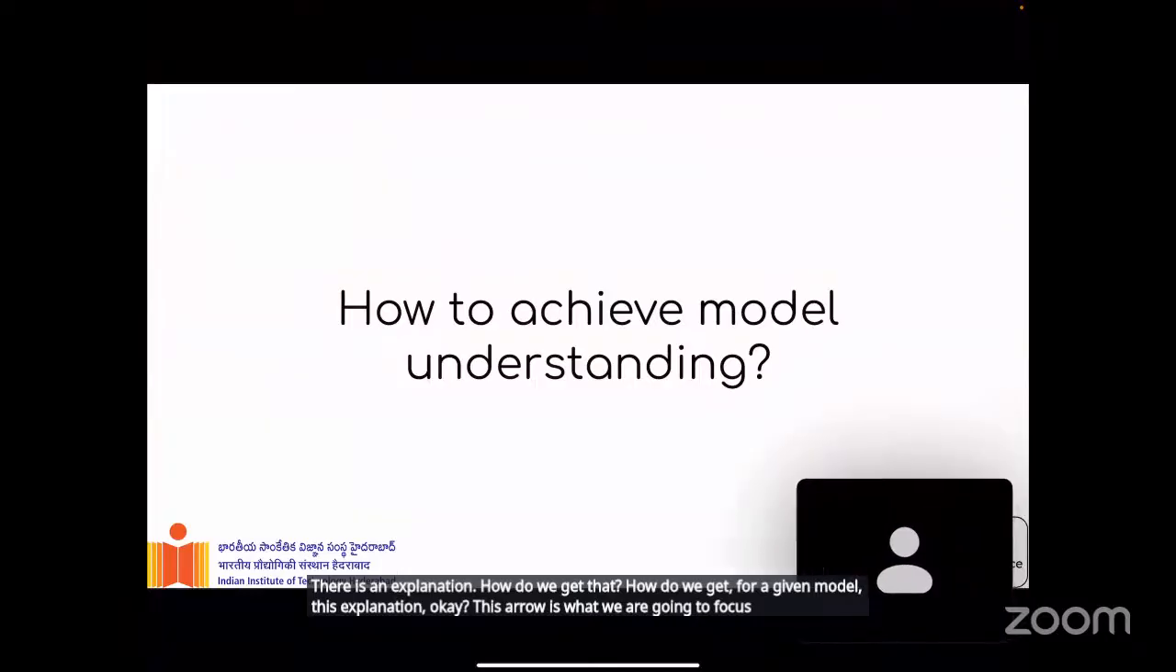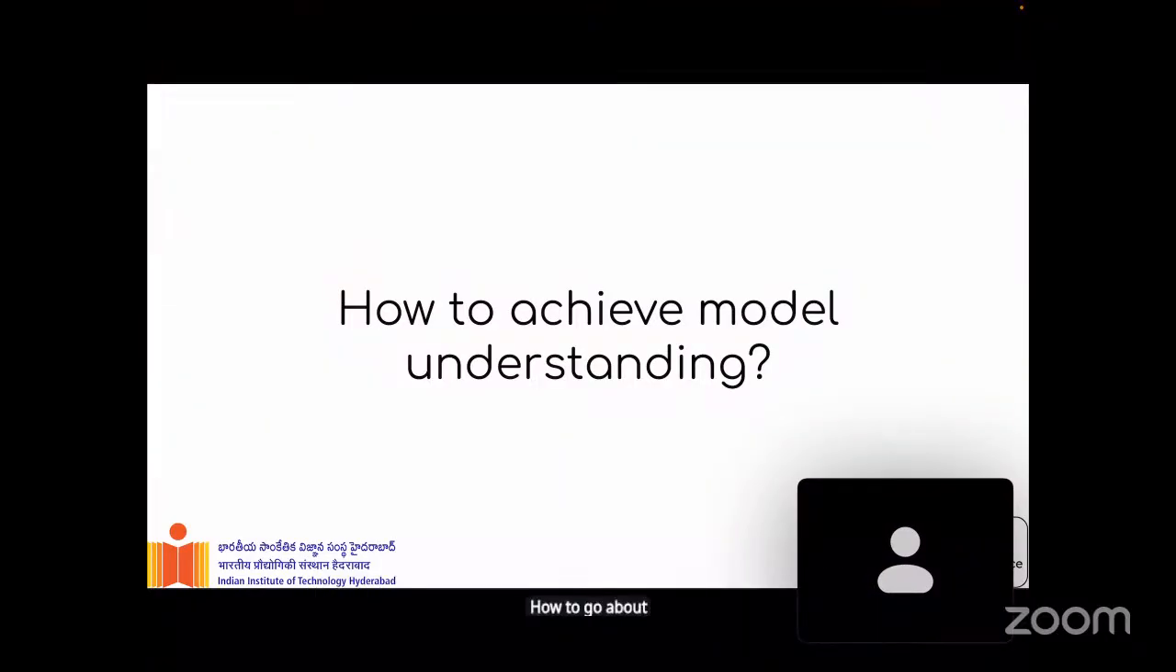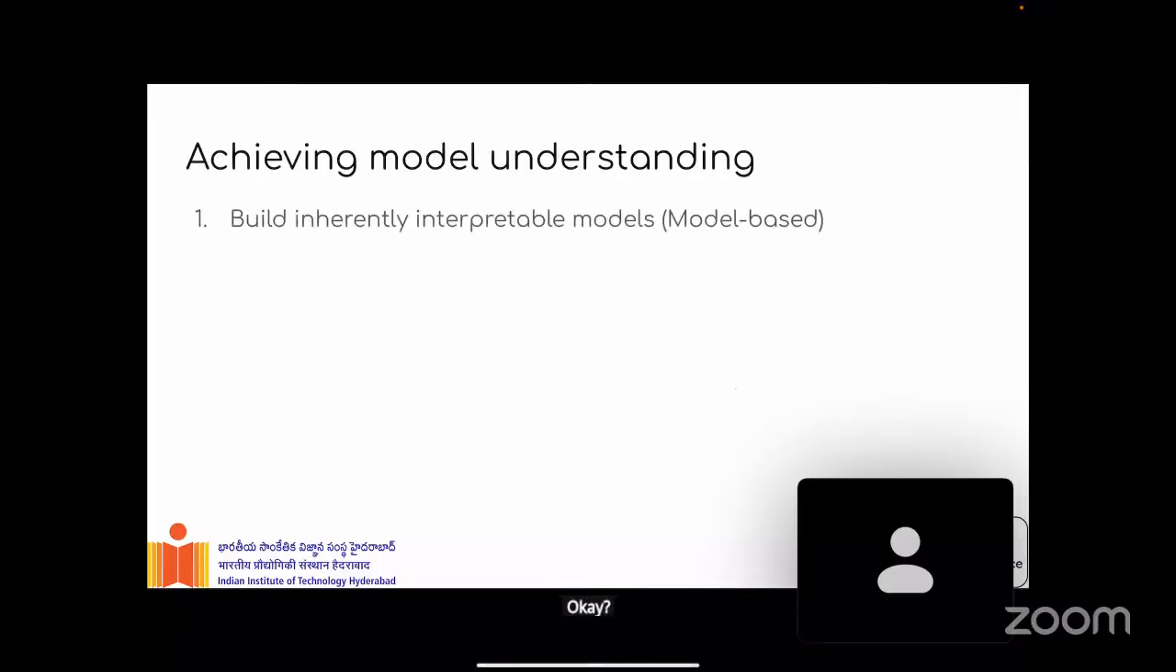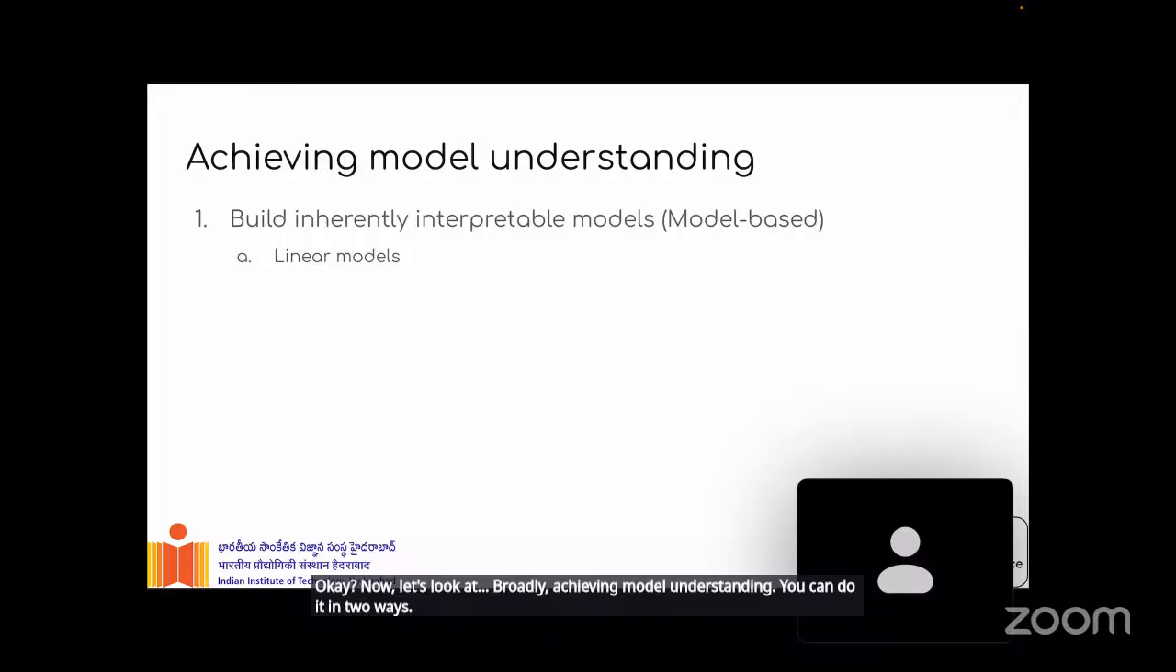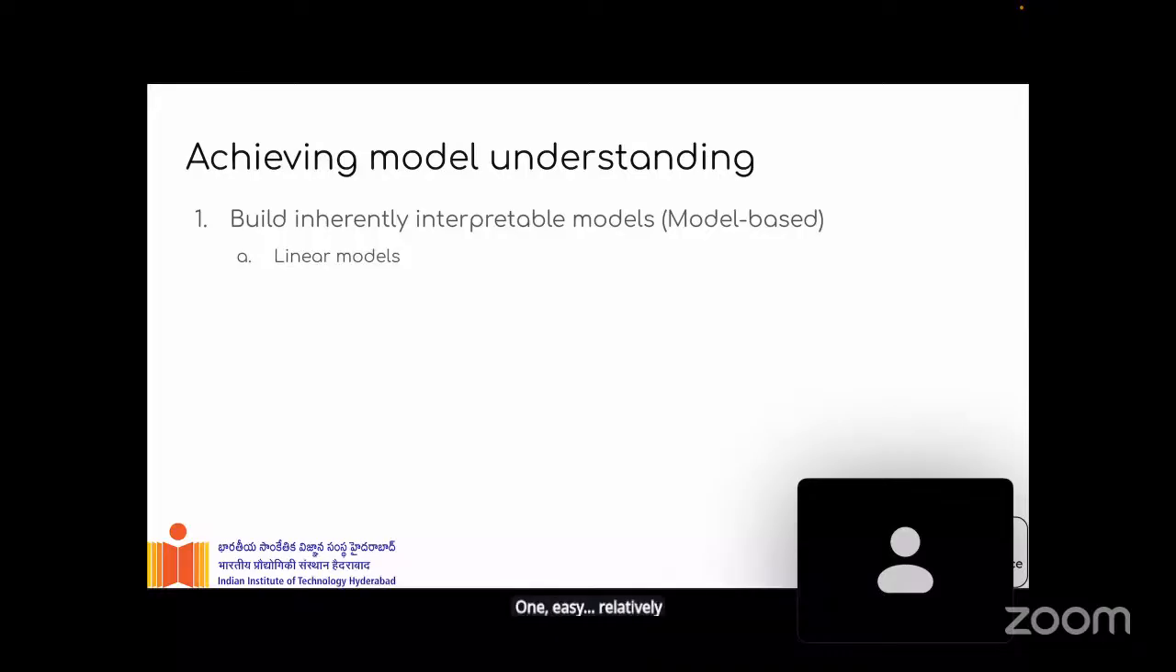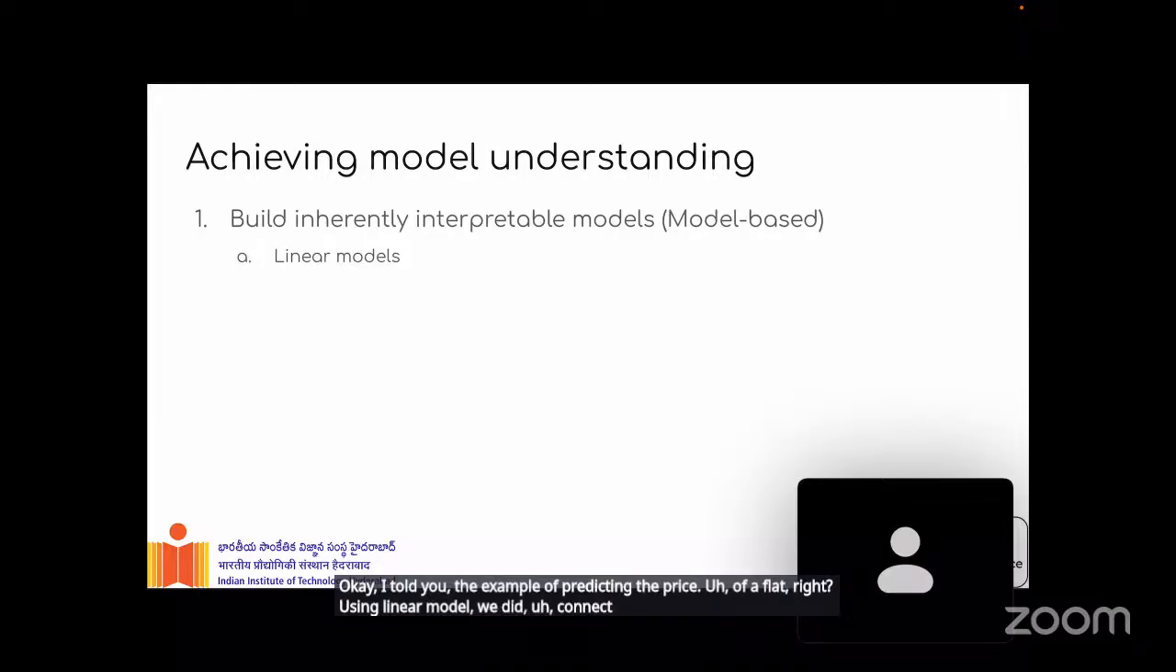Again, in the interest of time, I'll give you the broad approaches, and how to go about one particular approach, LIME, I will discuss in detail. Now let's look at broadly achieving model understanding. You can do it in two ways. One relatively easier way is to build inherently interpretable models. I told you the example of predicting the price of a flat, using a linear model, where we connected the input to output.